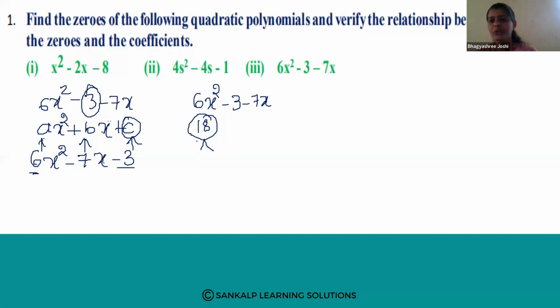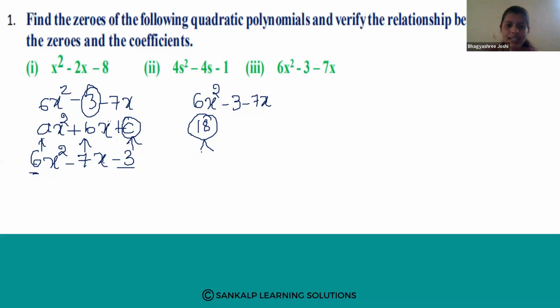So which numbers do I have to take now? Tell me, dear children, which numbers I have to take in order to get the sum as -7 and product as 18?